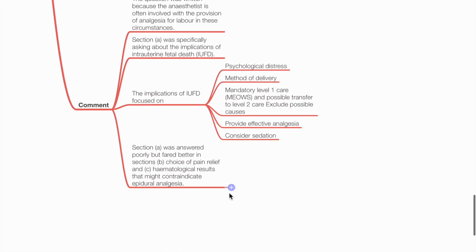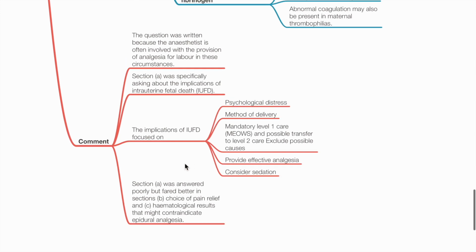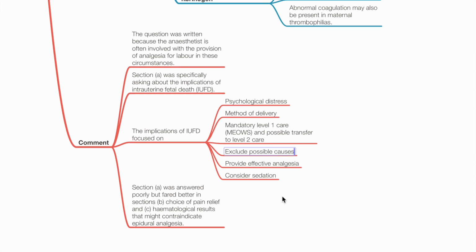Comments. The question was written because the anesthetist is often involved in the provision of analgesia for labor under these circumstances. Section A was specifically asking about the implications of IUFD. The implications of IUFD focused on psychological distress, methods of delivery, mandatory level 1 care and possibly level 2 care, identify possible causes of IUFD, provide effective analgesia and consider sedation.